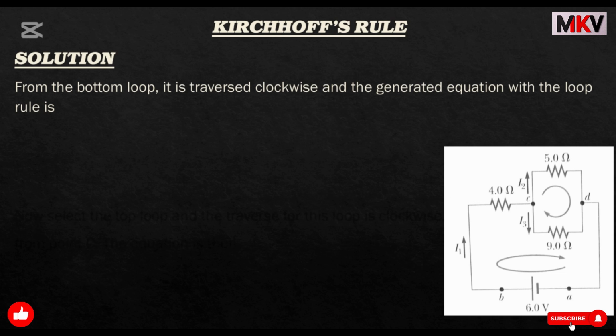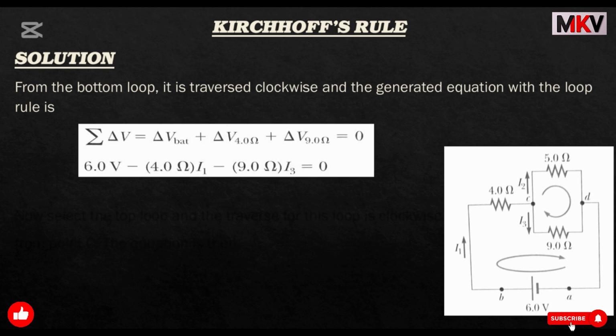Now the bottom loop is traversed clockwise to generate an equation with the loop rule. The generated equation with the loop rule involves the potential difference across the battery, the potential difference across the 4 ohm resistor, and the potential difference across the 9 ohm resistor. So this is how the loop is. It's moving from A through to B, then through to this resistor, then through to this resistor.